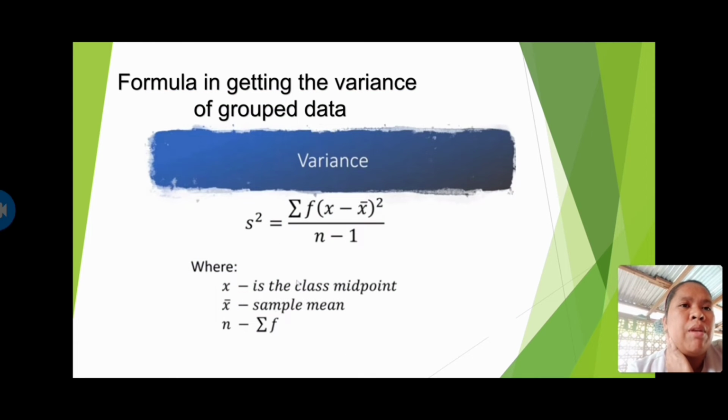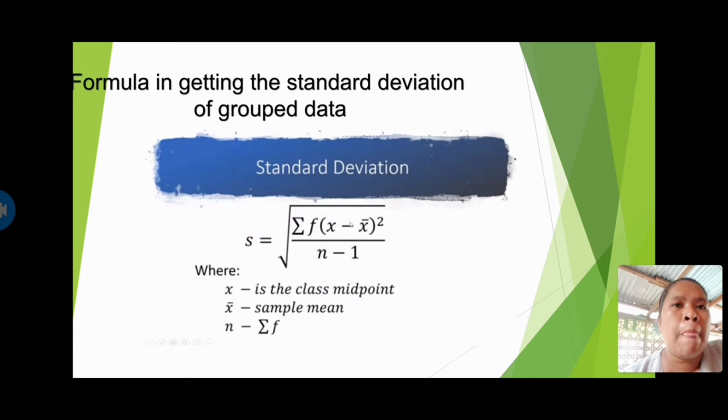Next, the formula for getting the variance for grouped data. We have s squared is equal to the summation of f times (x minus x bar) squared, all over n minus 1. We have these symbols below. The formula for getting the standard deviation for grouped data is s equal to the square root of the summation of f times (x minus x bar) squared, all over n minus 1. We have these symbols also below.